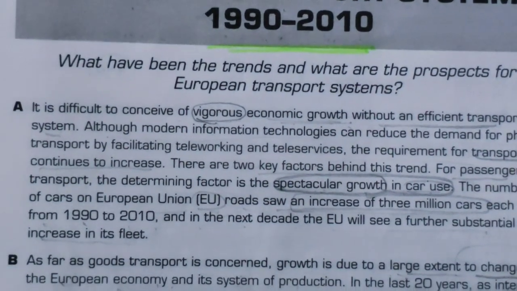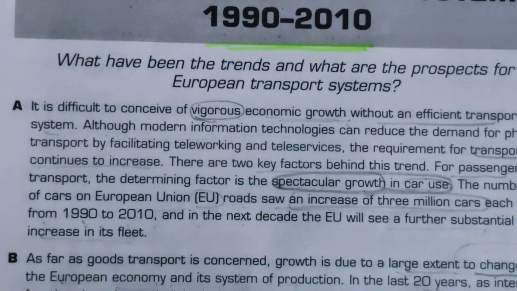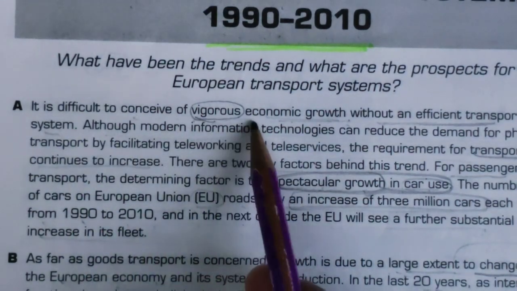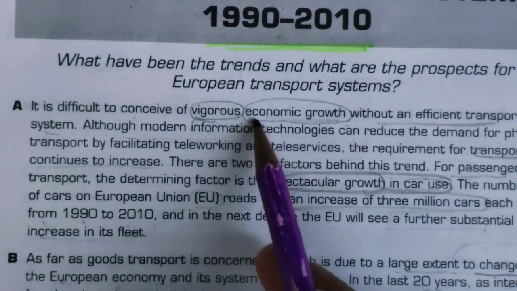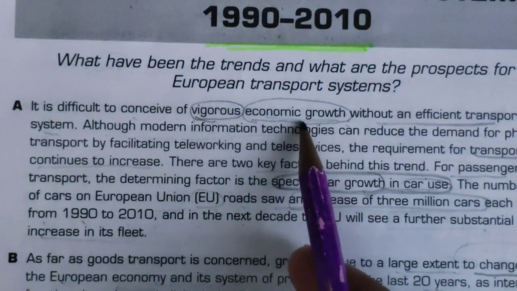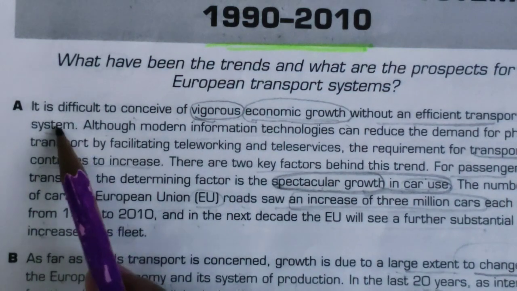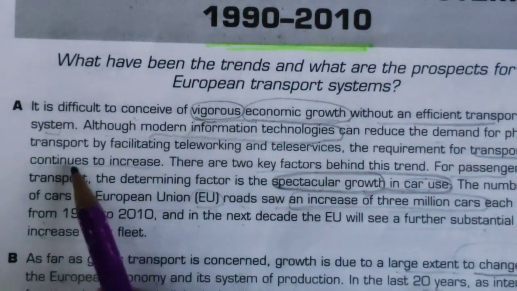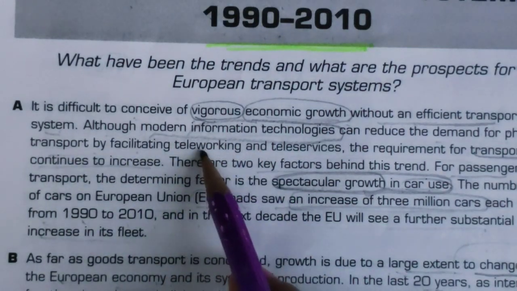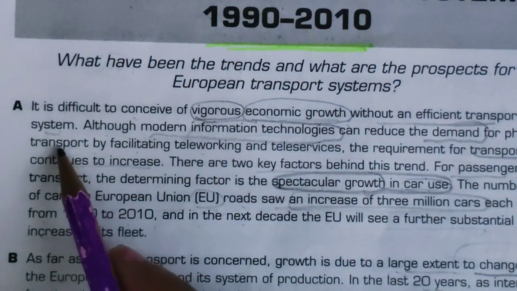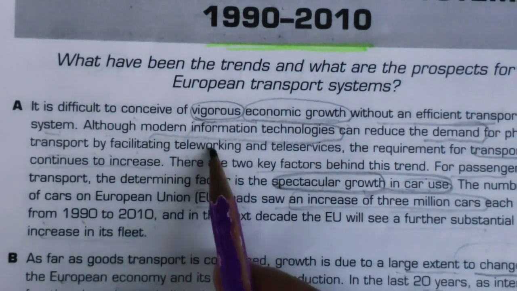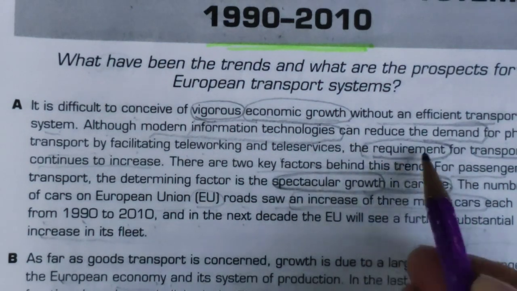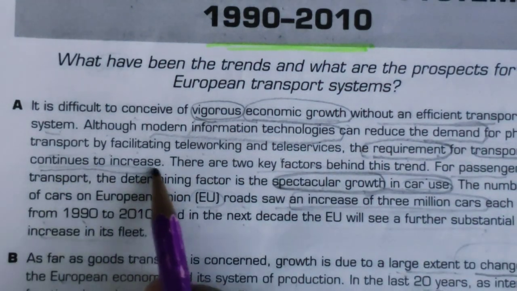Okay, so this is the A paragraph for this reading passage. Fine. So what they are saying is, it is difficult to conceive of economic growth without an efficient transport system. Although modern information technologies can reduce the demand for physical transport by facilitating teleworking and teleservices, the requirement, which means need for transport, continues to increase.